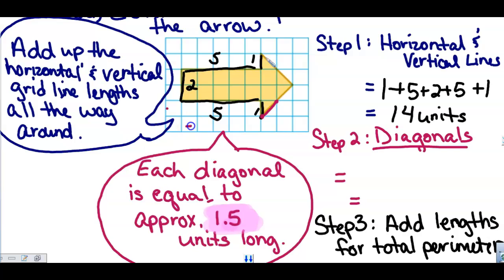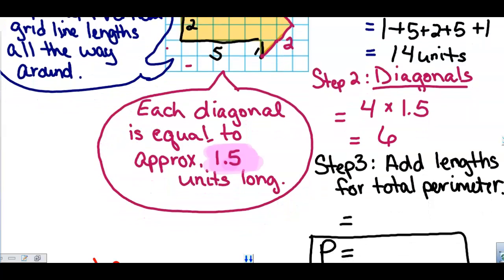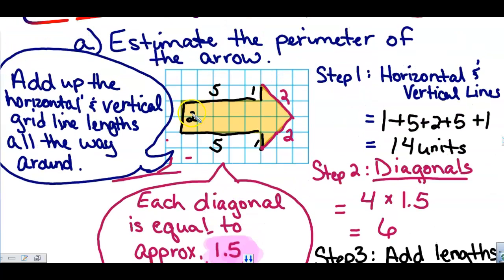So how many diagonal units do we have? 1, 2 over here and 2 over here. We have a total of 4 diagonal units. Each of those units is equivalent to 1.5 units. So 4 times 1.5, we get 6. Our third step is to take our vertical and horizontal units and our diagonals, add them all up. If you notice, we have outlined the arrow all the way around, which means we haven't missed anything. So that's a good thing.